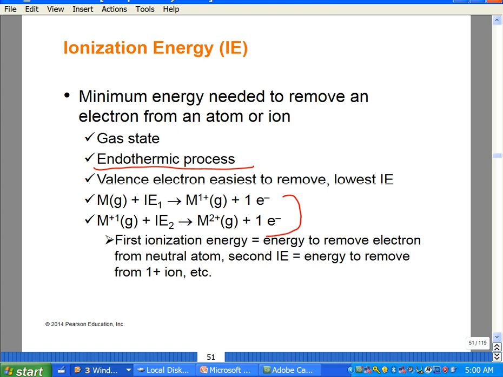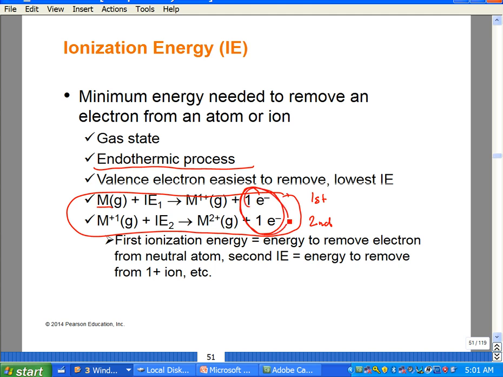So basically, this is another example right here of two of the successive ionization energies, the first one and the second one, for this generic metal. We don't have an element name for them. Okay. Right. And if you remove two electrons, you're going to get a positive two charge. And these are the equations that we see.